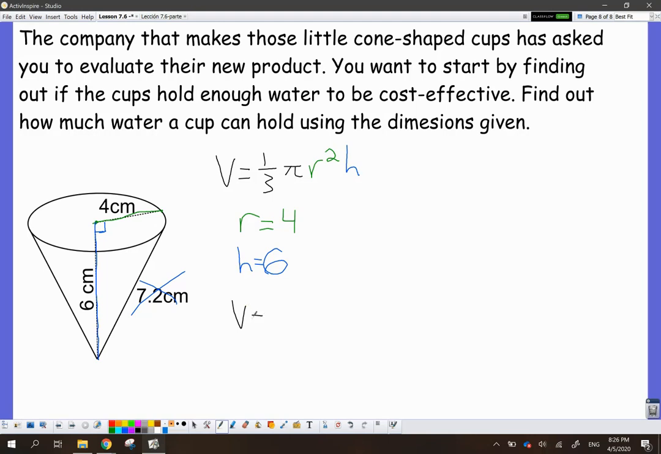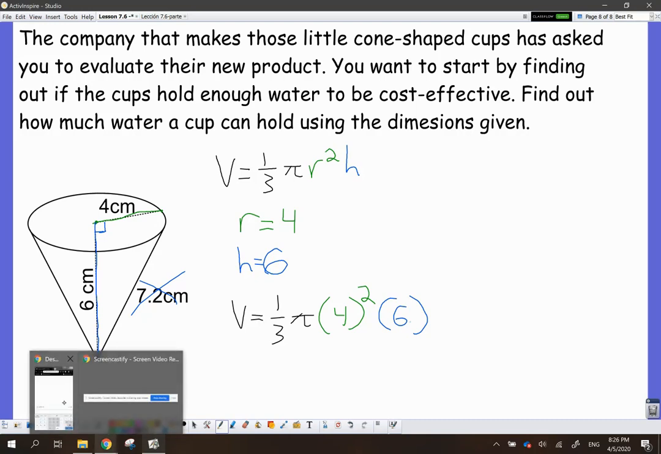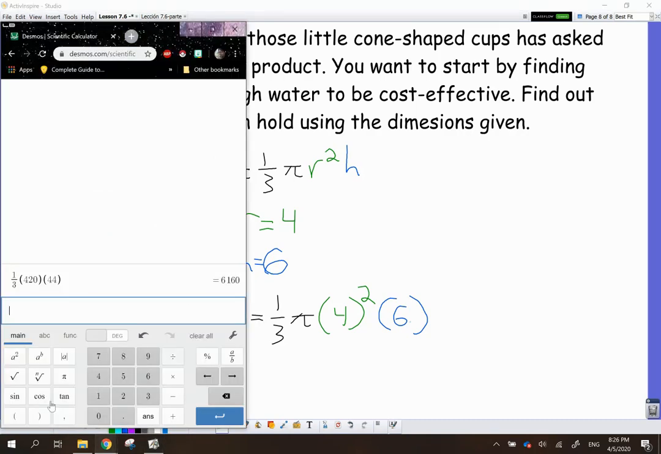So we have volume equals 1/3 pi times our radius, which is 4 squared, times the height of the cone, which is 6. And if we plug that into our calculator, we have 1/3 pi. I don't want the pi down there. I want it next to the fraction. So be careful with that. If you press pi and it ends up at the bottom of your fraction, you don't want that. Put it on the top, on the side of the fraction.